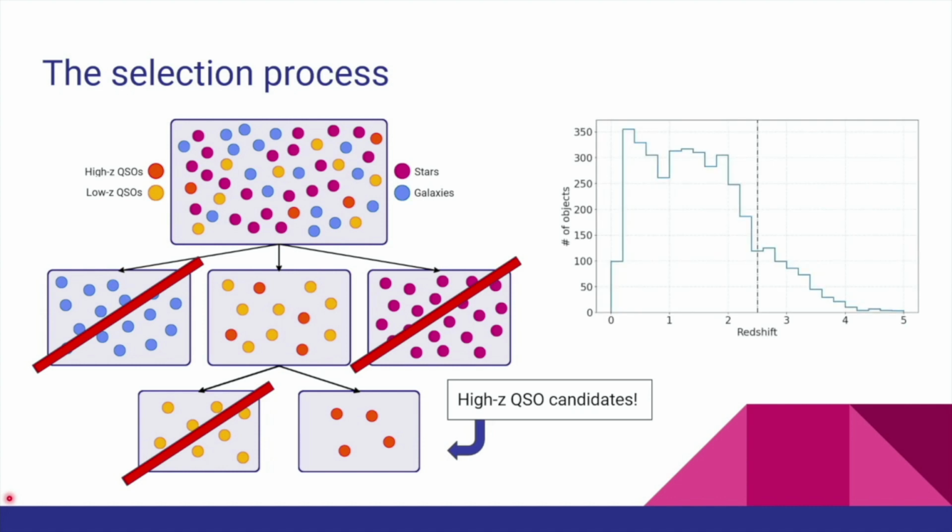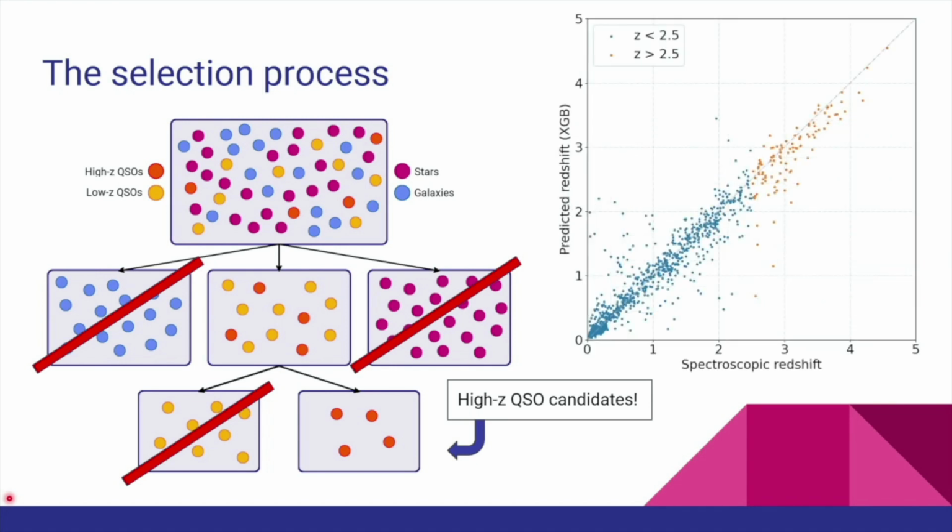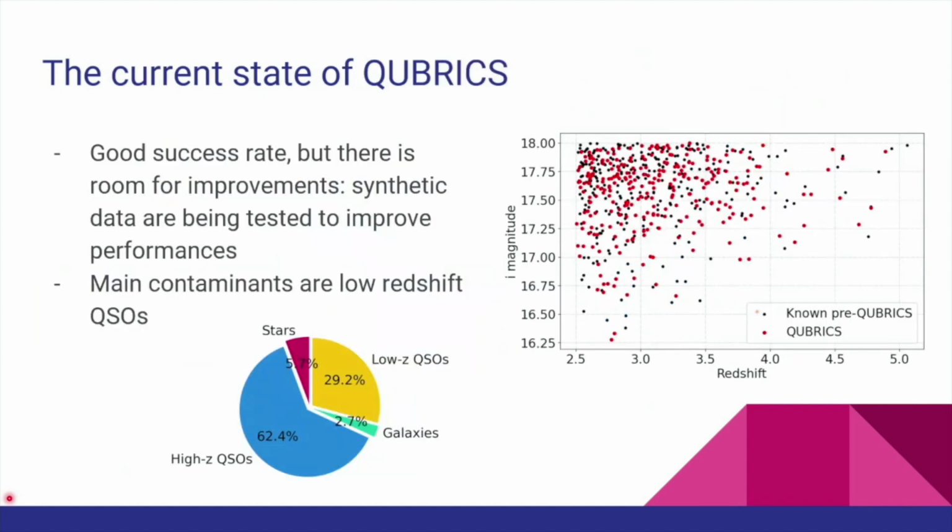This second step, in particular, is not trivial. As you can see from the histogram on the slide, our training dataset is heavily skewed toward low redshift objects, and this skewness degrades the performances of our selection algorithm. We found out, however, that oversampling techniques were useful to recover some of the lost performances. As a final step, once we have a sample of high redshift quasar candidates, we apply once again the XGBoost to estimate a redshift for each candidate.